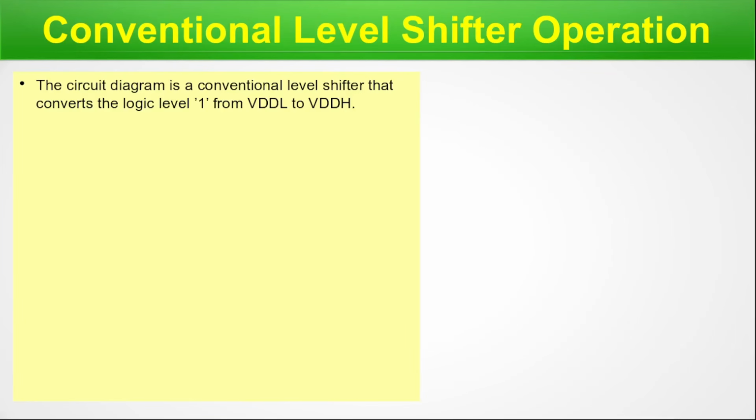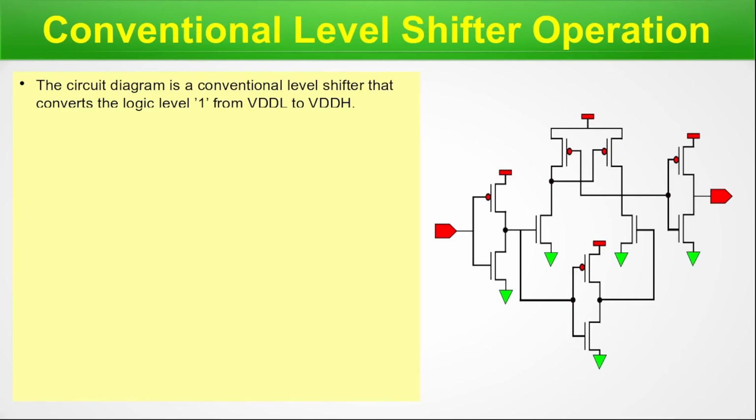Conventional level shifter operation. So folks, before proceeding any further, in this slide we will demonstrate a basic level shifter, how it operates. That means how it changes a voltage level from VDDL to VDDH. On the left hand side we will be going through the text, and right hand side we will be going through the corresponding circuit diagram. The circuit diagram is a conventional level shifter that converts the logic level 1 from VDDL to VDDH. Right hand side you can see the logic circuit here. Now let me start the text, and the labels I will do dynamically while we are discussing.